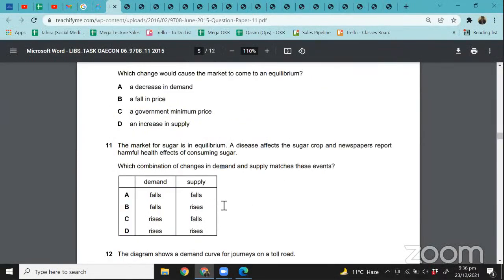Okay. The market for sugar is in equilibrium. A disease affects the sugar crop and newspapers report harmful health effects of consuming sugar. Which combination of changes in demand and supply matches these events? Students, what do you think? How will these two changes affect the demand and supply for sugar?